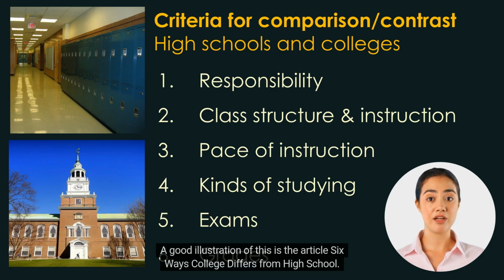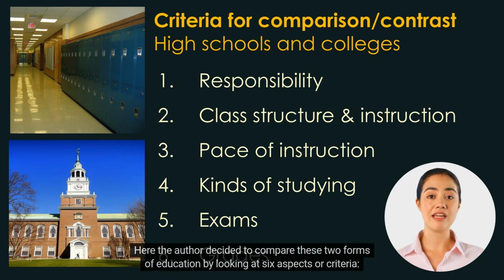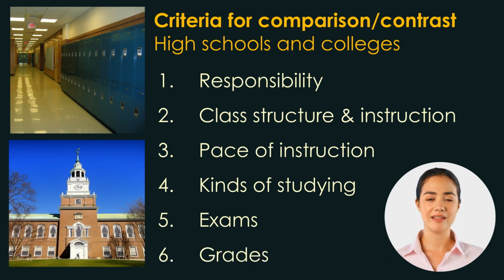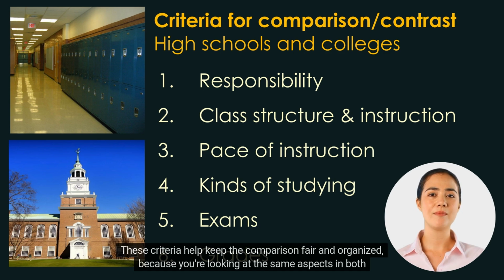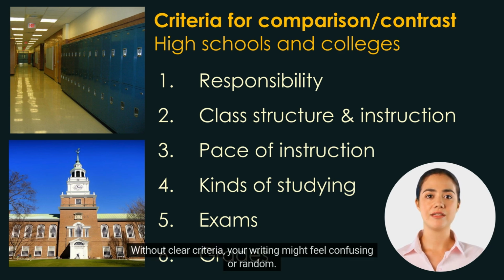A good illustration of this is the article 6 Ways College Differs from High School. Here, the author decided to compare these two forms of education by looking at 6 aspects or criteria: responsibility, class structure and instruction, pace of instruction, kinds of studying, exams, and grades. These criteria help keep the comparison fair and organized because you're looking at the same aspects in both subjects. Without clear criteria, your writing might feel confusing or random.